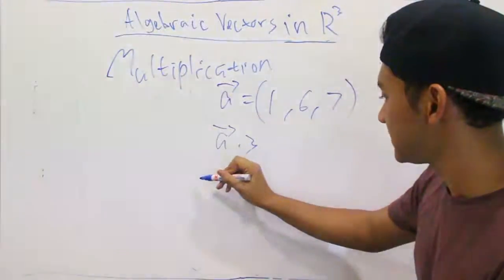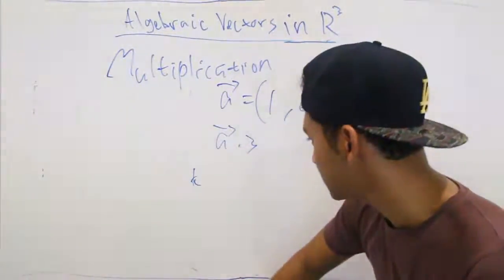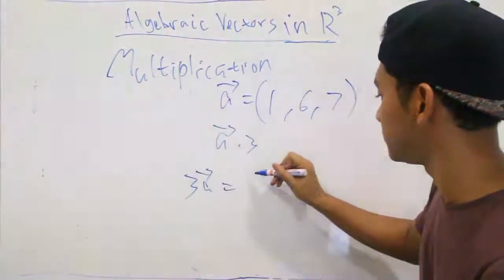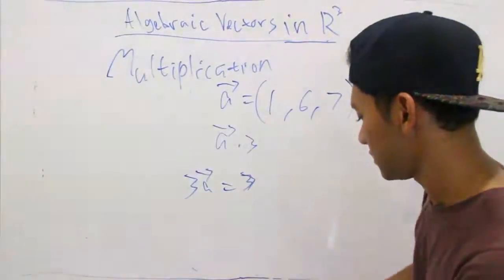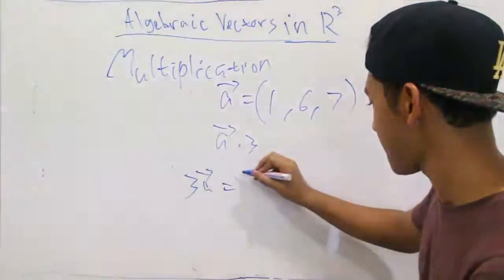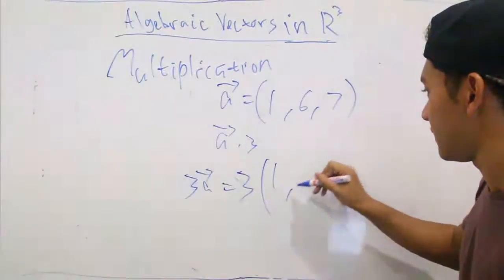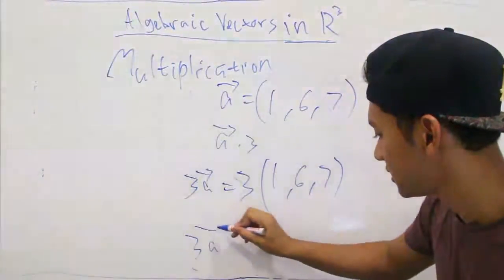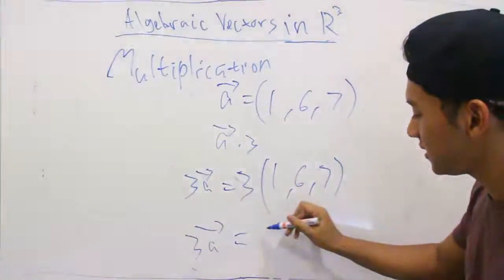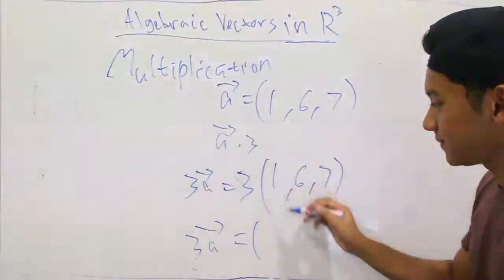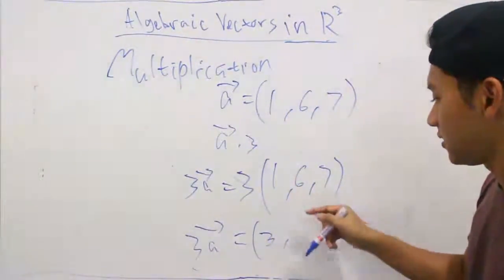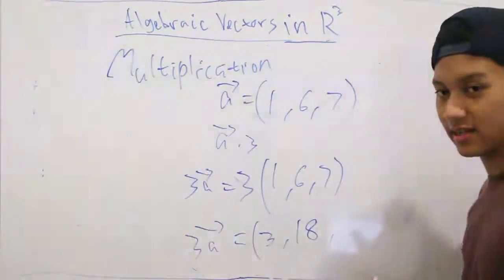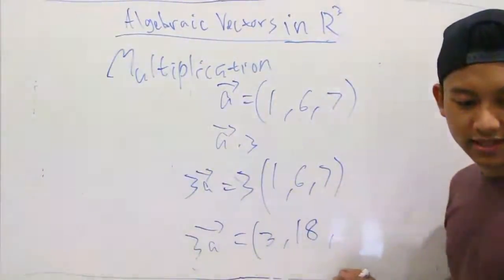So this means 3A is equal to 3 times the vector A. So 3A is equal to 3 times 1. This is the new coordinate, the answer. 3 times 1 is 3. 3 times 6 is 18. And for the last z coordinate, 3 times 7 is 21.